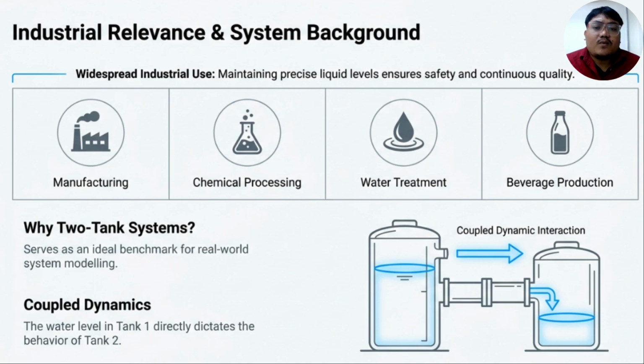Fluid level control systems are widely used in many industries. For example, they are used in manufacturing, chemical processing, water treatment, and beverage production. In these industries, maintaining the correct liquid level is very important because it helps to ensure safety, product quality, and continuous operations. For this project, we use a two-tank system because it is a good example for system modeling. This is called coupled dynamics, where one part of the system influences another part. Because of this interaction, the system is more realistic compared to a simple single tank model.